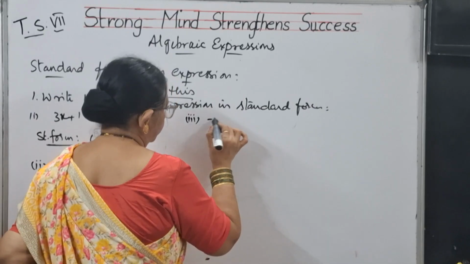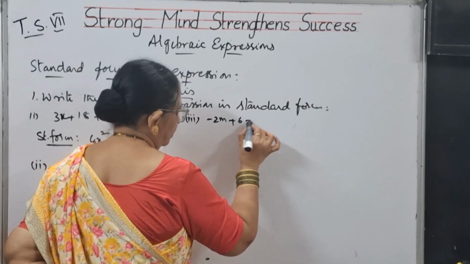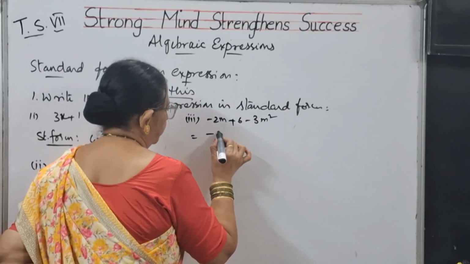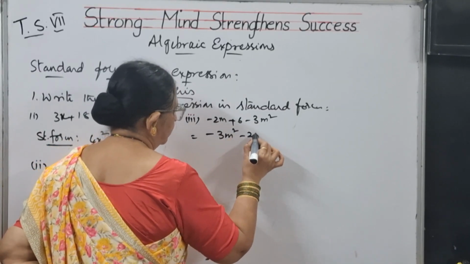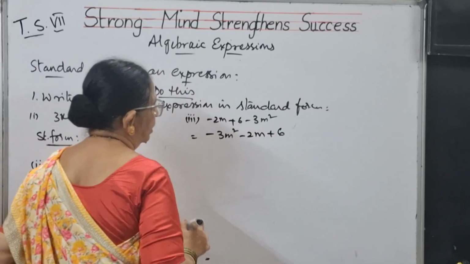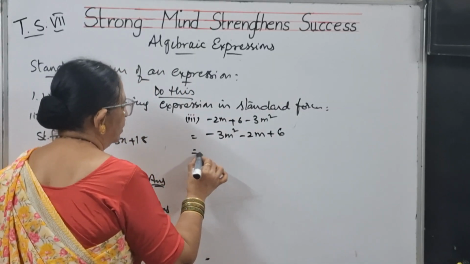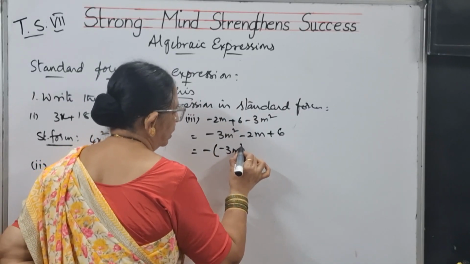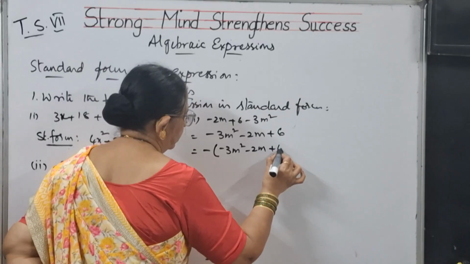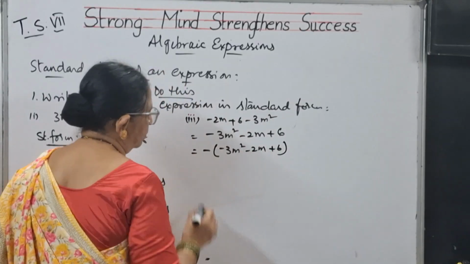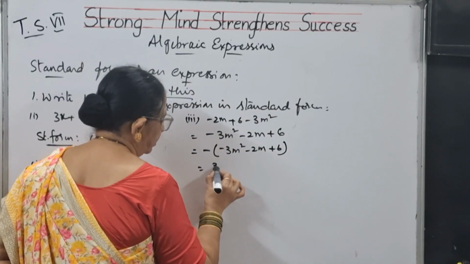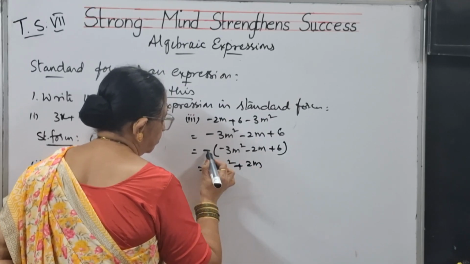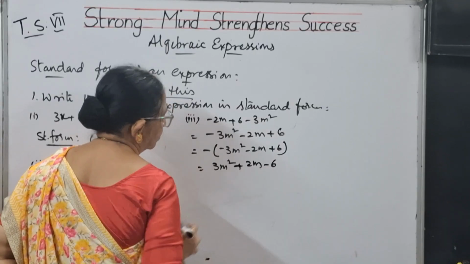Third bit is minus 2m plus 6 minus 3m square. So again, first m square minus 3m square minus 2m plus 6. Again you see you have got a minus sign here. So minus in the bracket means you are multiplying the whole thing with minus. All this you have to take as it is with minus. That is minus into minus plus 3m square, minus into minus plus 2m, minus into plus minus 6.